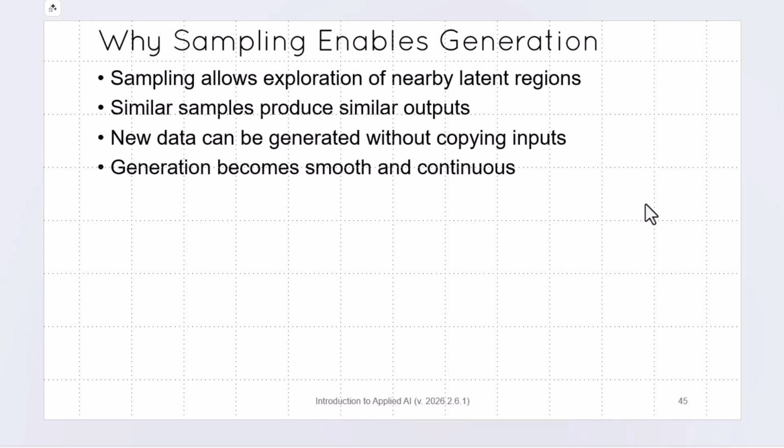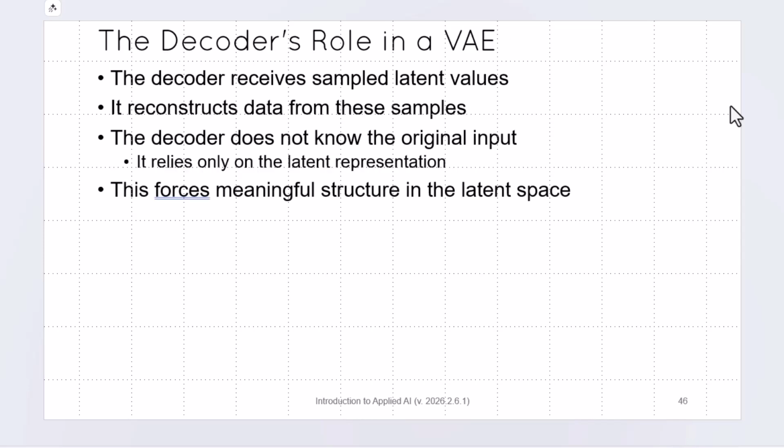So how or why does sampling enable generation? The sampling allows exploration of nearby latent regions, and similar samples produce similar outputs. New data can be generated without copying inputs. Generation becomes smooth and continuous. How does the decoder work in a VAE? Well, the decoder receives sampled latent values, and it reconstructs data from these samples. The decoder does not know the original input, it just relies on the latent representation, that compressed version that we talked about. And that forces meaningful structure into the latent space.